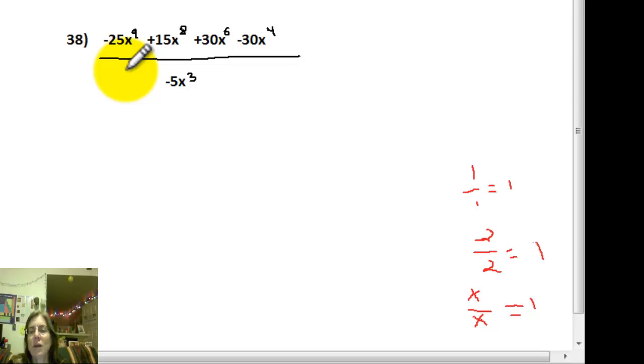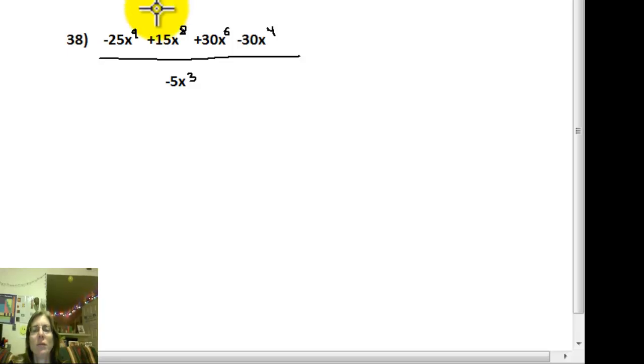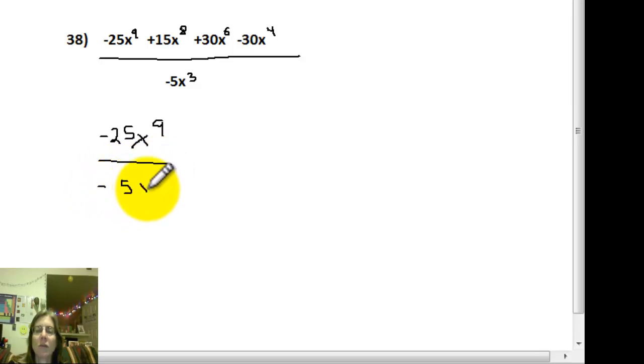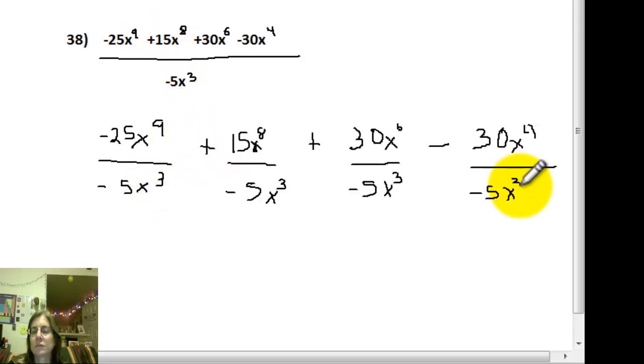Okay, let's do the same over here. We'll break apart our little pieces. We'll take this term in the numerator, negative 25x to the 9th over negative 5x to the 3rd. Keep that plus, so it's plus.